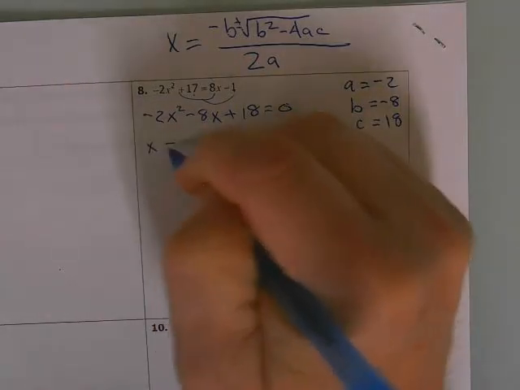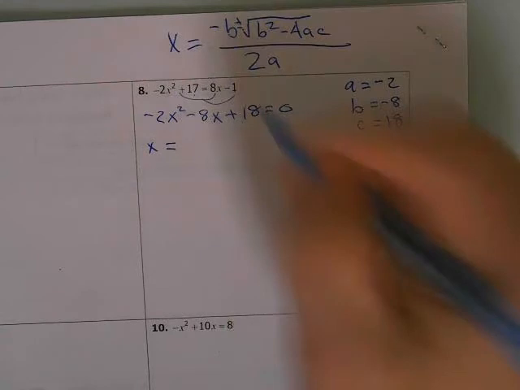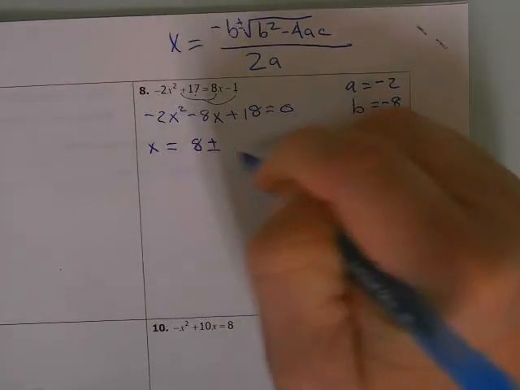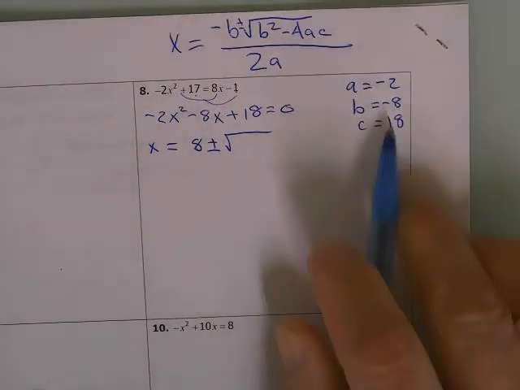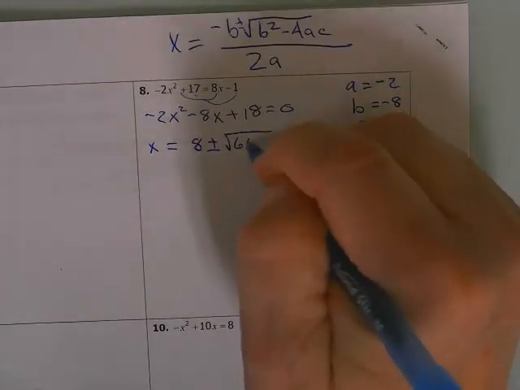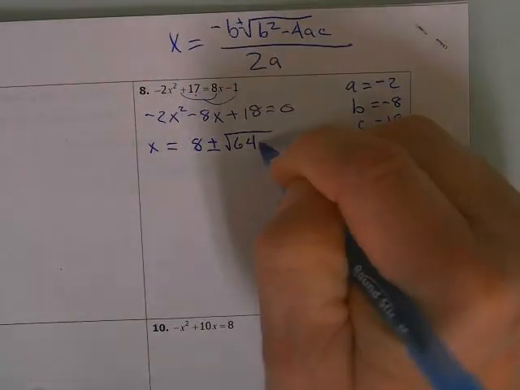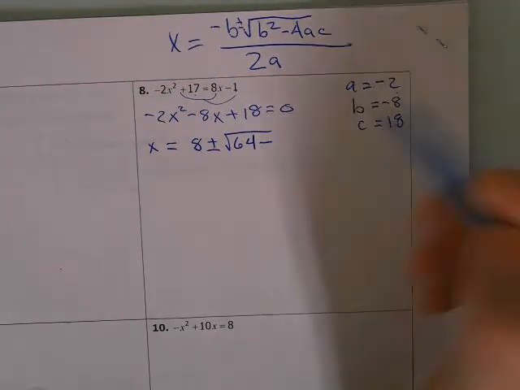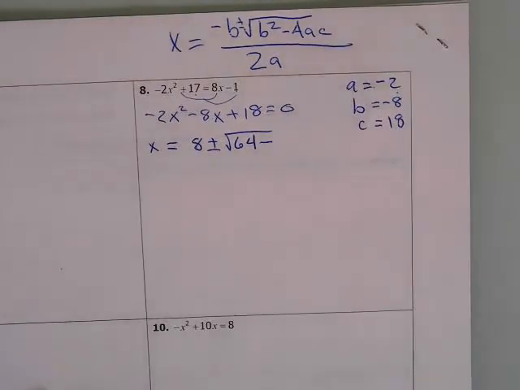So x equals the opposite of b, so that's going to be positive 8 plus or minus the square root. And negative 8 times negative 8 is going to be 64 minus 4 times a times c, so 4 times negative 2 times 18.